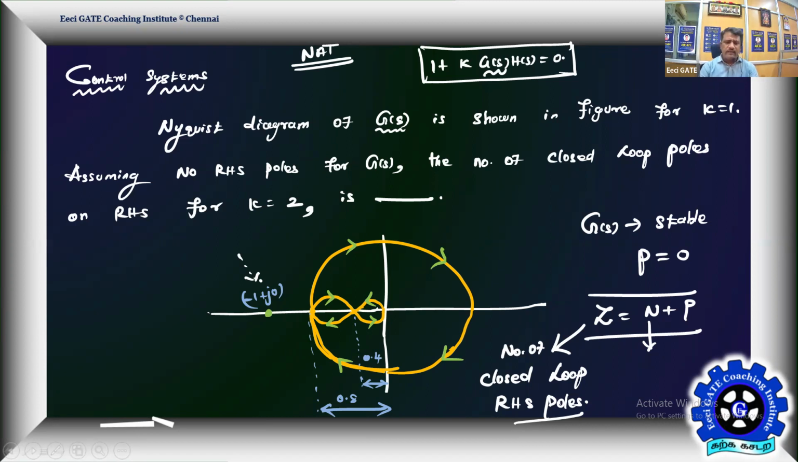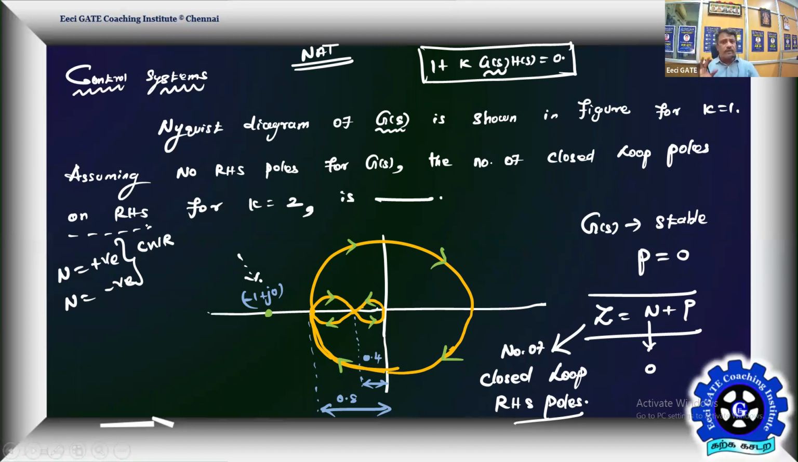As per the given Nyquist diagram, it is not encircling, so N is equal to 0. This N is positive for clockwise rotation. If counterclockwise, then N will be taken as negative. That's a rule of thumb as per the Nyquist stability criteria, but usually it will differ from author to author.